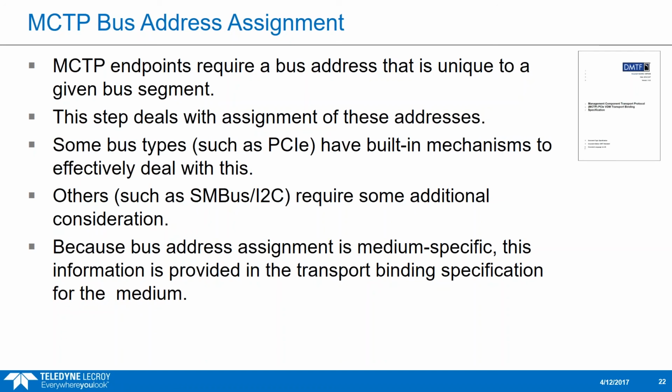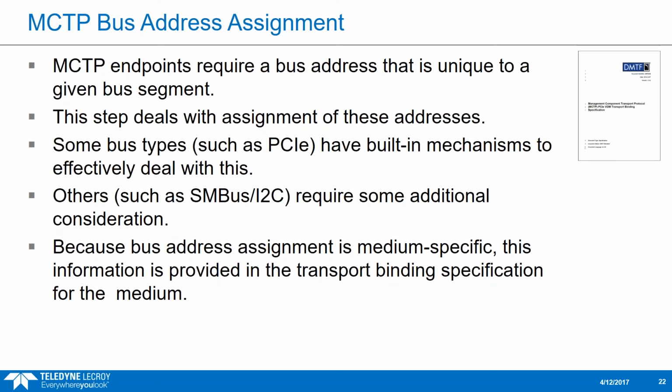So the MCTP endpoint requires to have a bus address that is unique to a given bus segment. So the bus address assignment section deals with the assignment of these addresses. Now some buses, such as PCI Express, they have built-in mechanisms. So when you plug in a PCI Express device, it gets enumerated with a bus and device and function number from the BIOS and the system. And that basically takes care of the address assignment for the PCI Express devices.